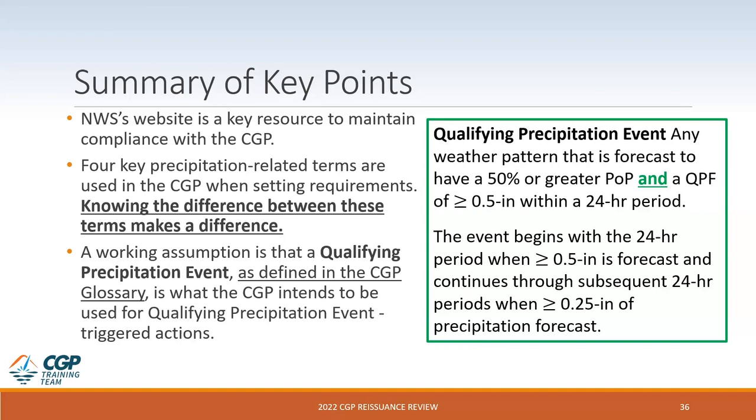There are 4 key precipitation-related terms used in the construction general permit when setting requirements. Knowing the difference between these terms makes a big difference.